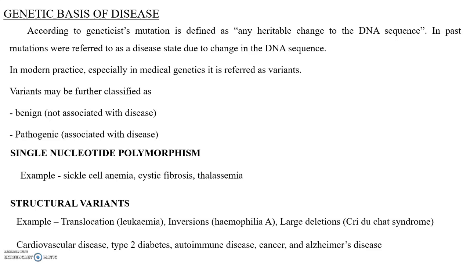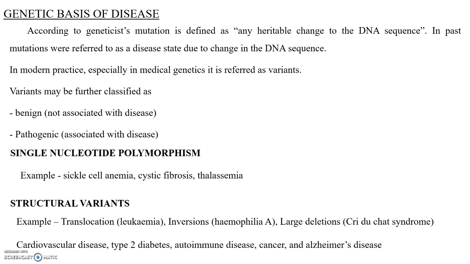The next one is structural variants, defined as variants affecting segments of DNA greater than 1 kilobase pair. Examples of structural variants are leukemia, which is due to translocation, hemophilia A, which is due to inversions of DNA segments, and the next one is Cri-du-chat syndrome, which is due to large deletions of the DNA sequence.